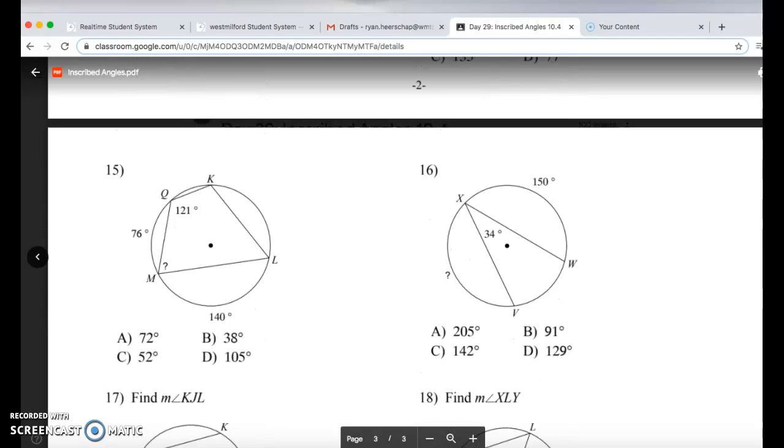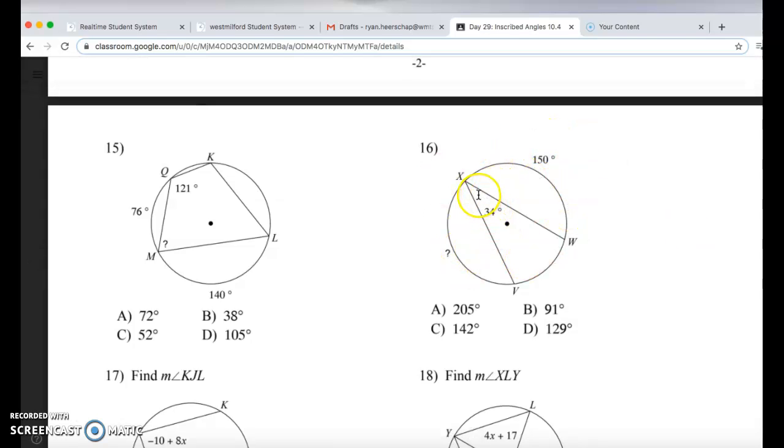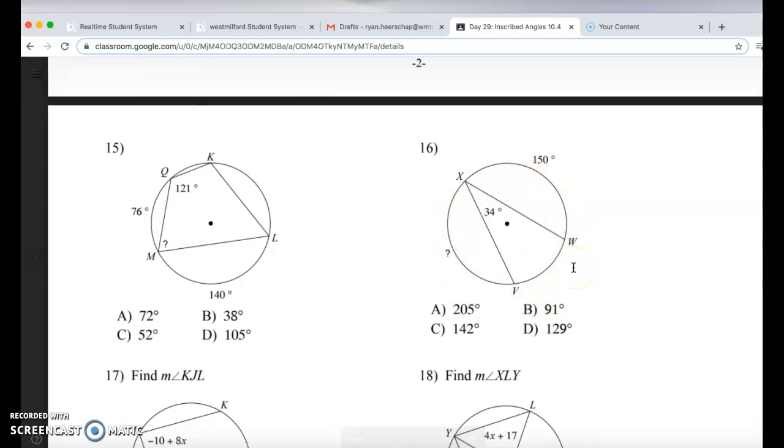And let me just see one more here. Don't forget a problem like 16. So if this is 34, you know what this arc is. So 150 plus this arc plus the other, that totals 360. Use all these ideas together and you should be fine on these.